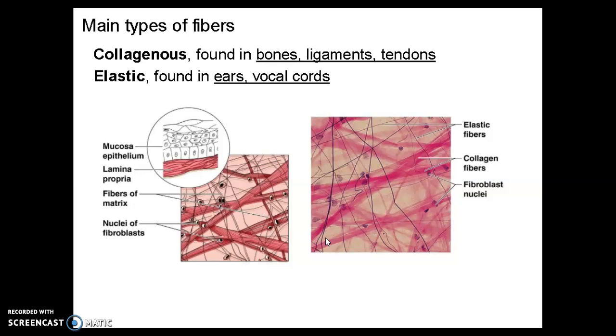And then you also get elastic fibers. These are, as the name implies, elastic. They are stretchier, more flexible. These are the smaller fibers that you see in these images of tissues. And then we see the little cells. Those are the fibroblasts that make these different fibers.